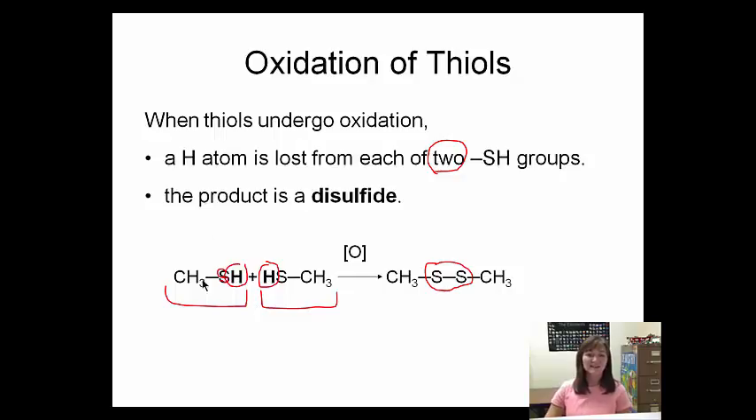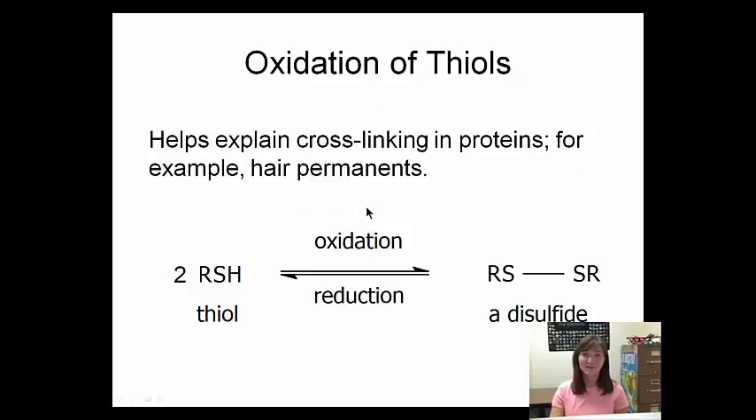The product is called a disulfide. So the prefix di meaning two, and the sulfide meaning you've got two sulfurs bonded together. I do want you to know that. Okay? So when you oxidize a thiol, you're going to be producing a disulfide.